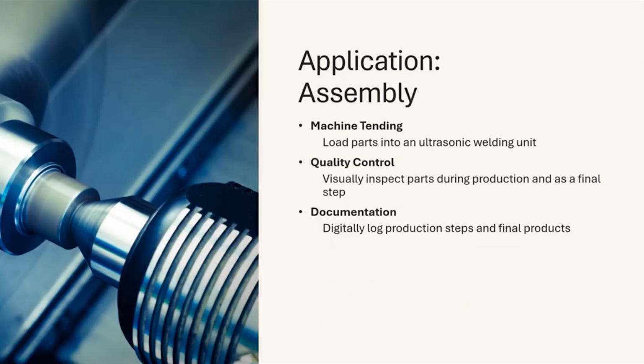But also in assembly, for example, in machine tending, you want to ultrasonic weld two plastic parts together and just want a vision system to make sure everything is in the right position. For quality inspection, we have seen quality inspection. For documentation, maybe you just want to take pictures of the individual production steps, or you want to take a picture of the final product and then save it for a digital log.